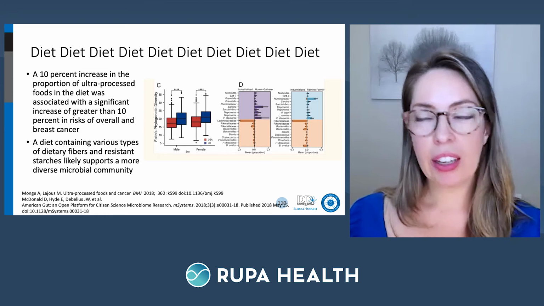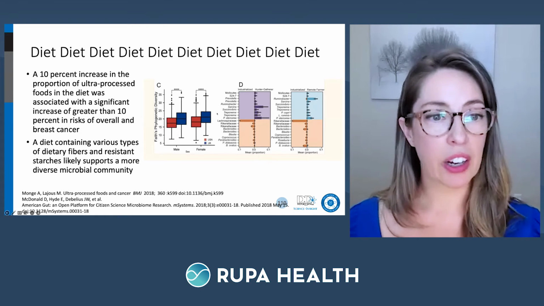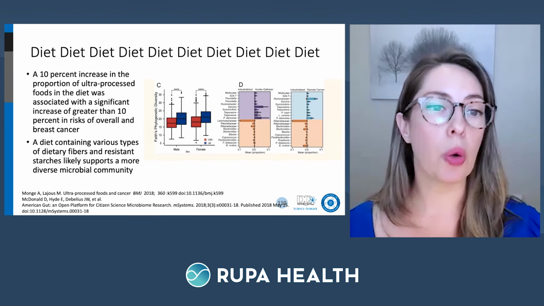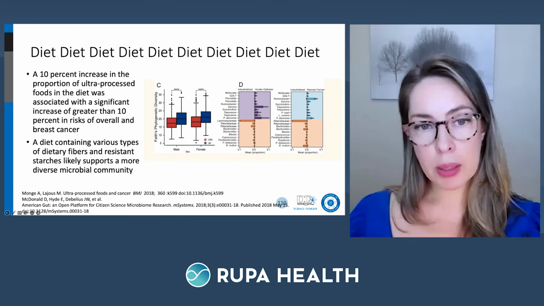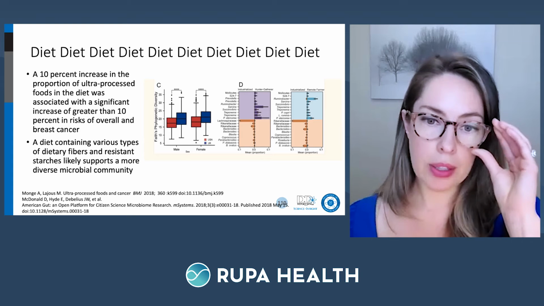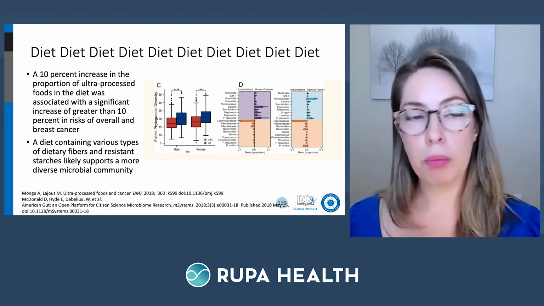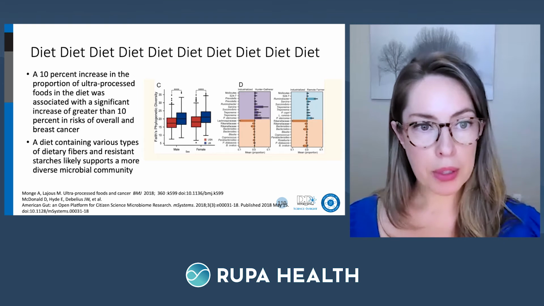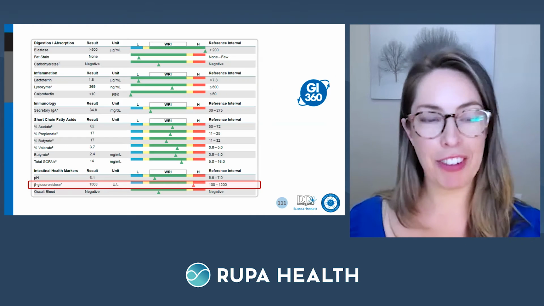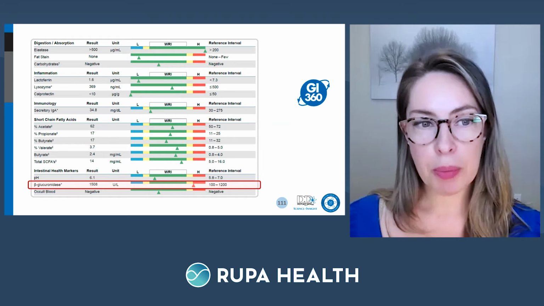And another study, this is the image correlating that a diet containing various types of dietary fibers and resistant starches is going to support a more diverse microbial community. In fact, the participants who were studied here, it was those who ate more than 30 different types of plant materials per week had more diverse gut microbiomes. That's without probiotics or any fancy treatment. It was diet alone.